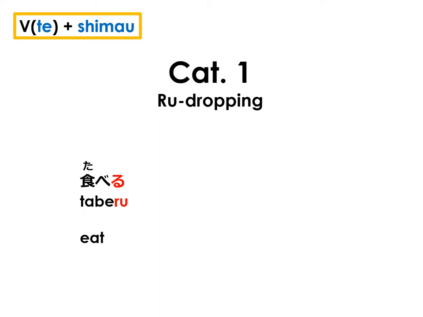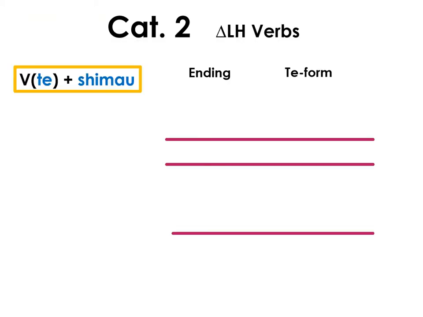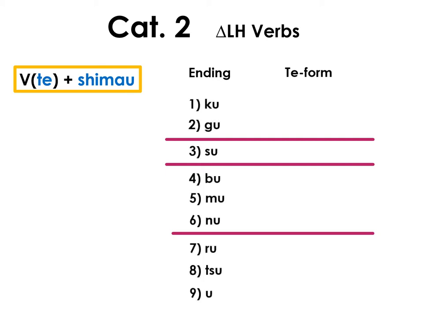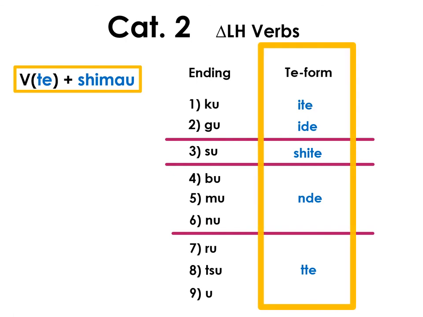For example, the verb taberu, which means to eat. Drop the ru, add te to form tabete, which is our te form. For last hiragana changing verbs, the last hiragana of the dictionary form is not dropped, but changes to something else. These are the 9 kinds of endings: ku, gu, su, bu, mu, nu, ru, tsu, u. To make the te form, ku becomes ite, gu becomes ide, su becomes shite, bu, mu, nu all turn to nde, and ru, tsu, u all become tte. For conjugating these verbs, it's the verb ending you need to pay attention to and what it turns into.